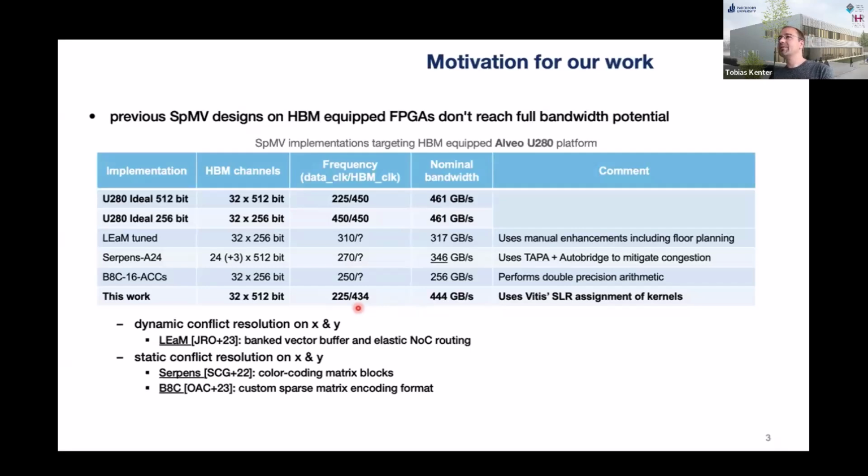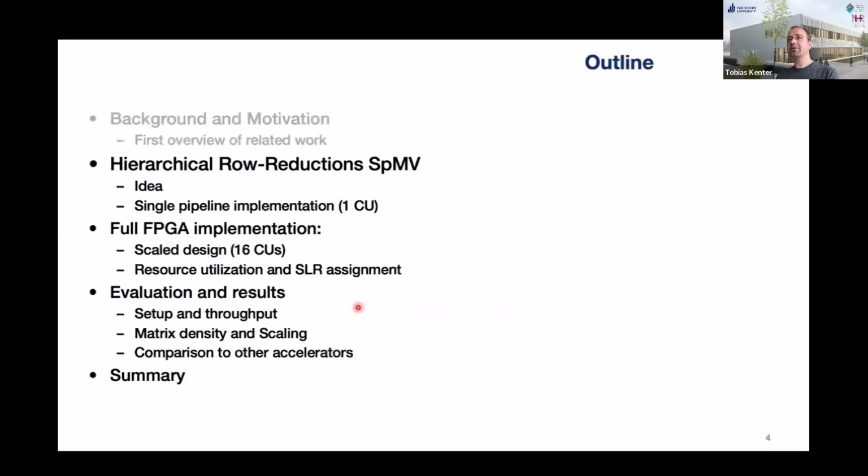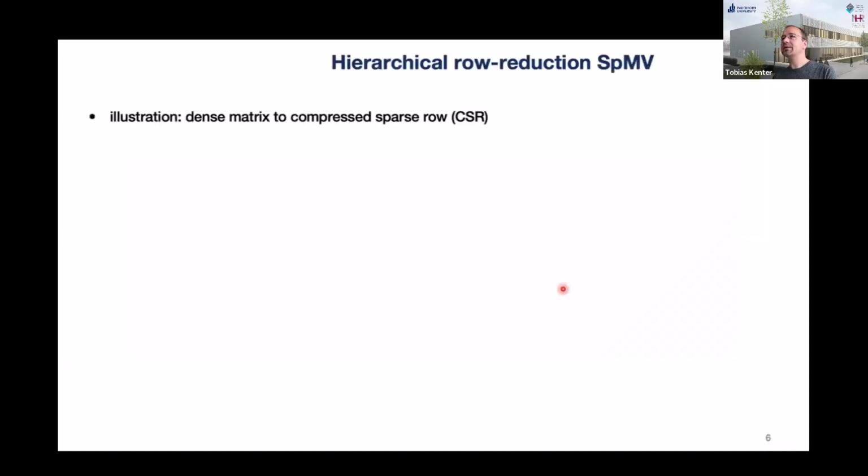So let's see what the further outline of the talk is. So I talked about the background and motivation of the talk and gave a first overview of how it fits together with related work. Now I will present the concept of hierarchical row reductions. Then I will go further to the full FPGA implementation with 16 compute units. And then we will look at concrete results. So let's start with the idea.